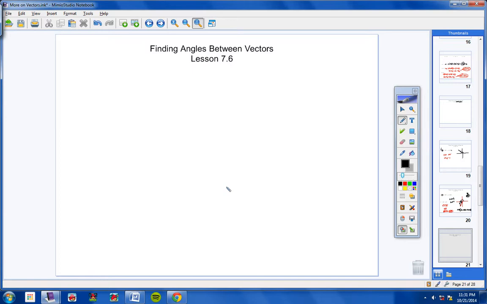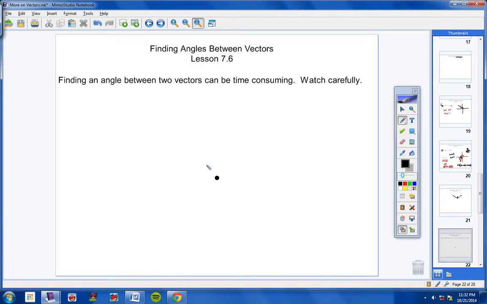Let's look at finding the angles between two vectors. So if I give you two vectors, and they look maybe something like this, one vector going this direction, and one vector going maybe this direction here, and I ask you to find the angle between the two vectors. Let's look at how we're going to do that. Finding an angle between two vectors can be time consuming, so watch carefully what I mean by that.